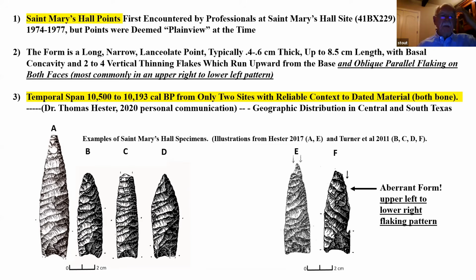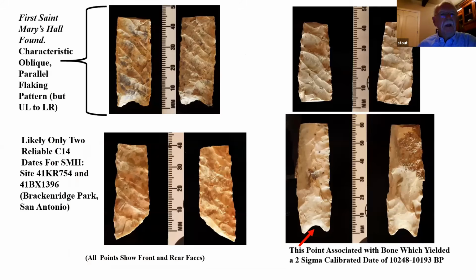The point that was found at the beginning in the ditch is the one in the upper left. You can really see that oblique flaking across it. And the others are just examples of that, and of other points that we found out there.